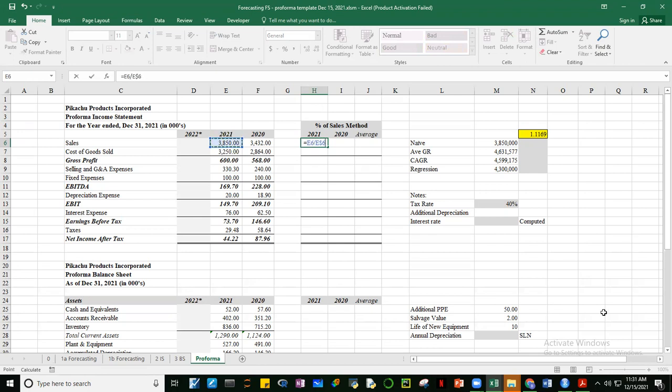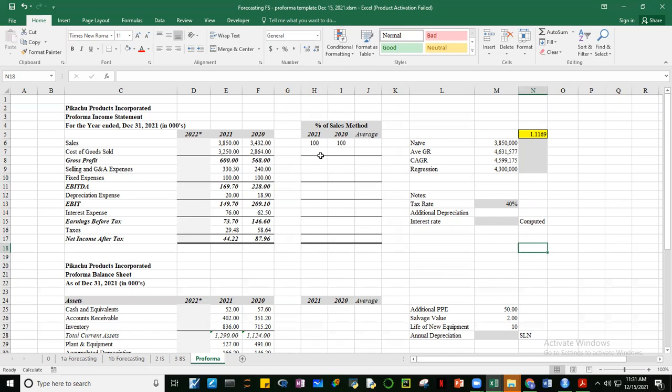Okay, and then we fix the row because we're going to copy this down. Control Enter. Tapos gawin natin in terms of percentage na. Let's multiply by 100. So that's 100%, no? Gandito. Okay? Now we're going to copy this to all the items here. No? Kukunin natin yung percentage of sales nila.